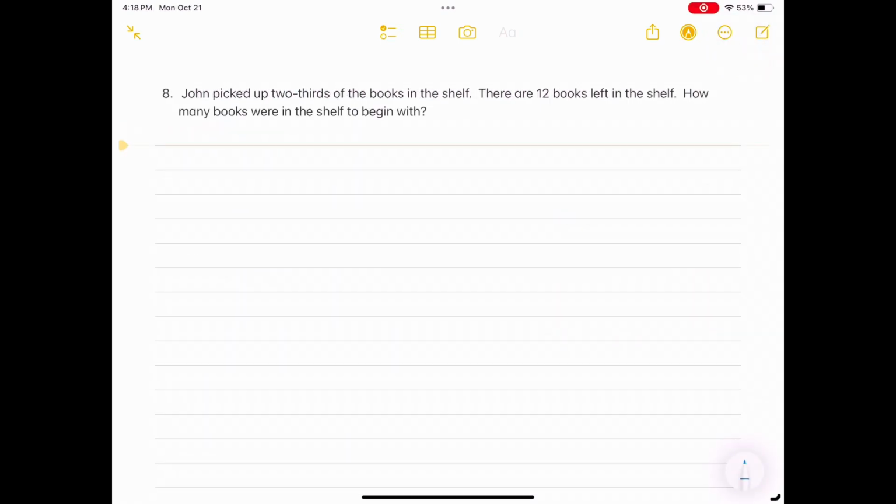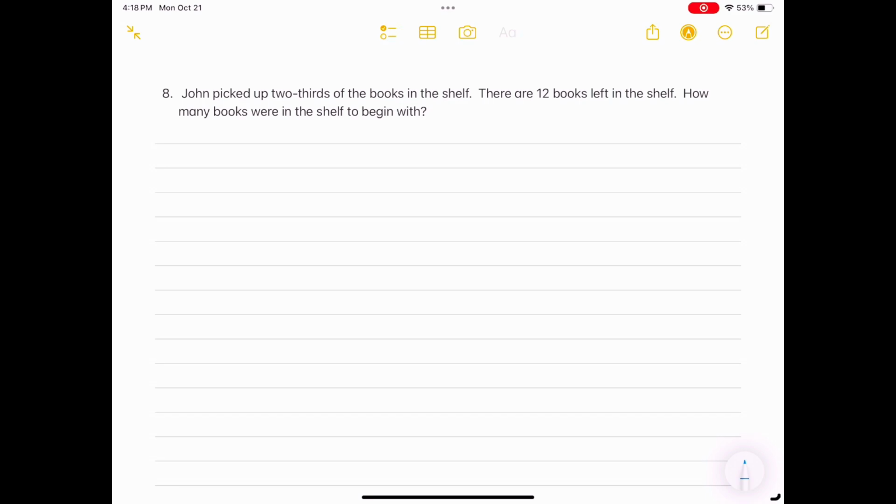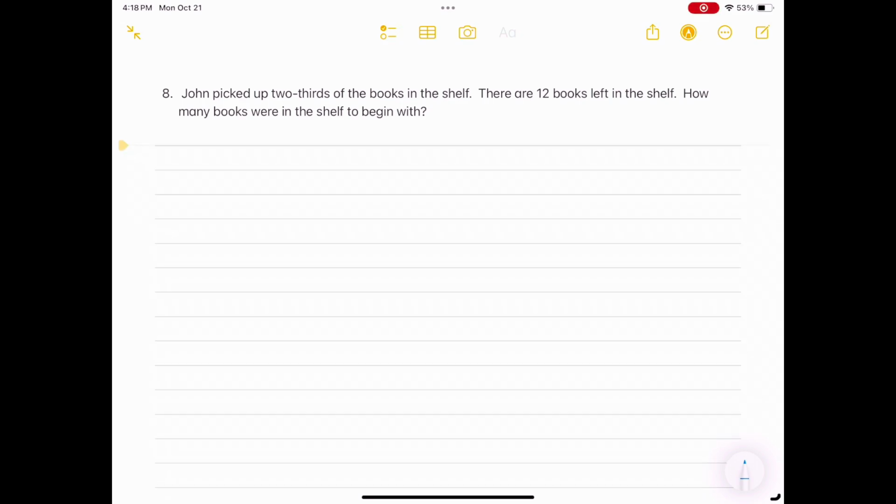John picked up 2/3 of the books in the shelf. There are 12 books left in the shelf. How many books were in the shelf to begin with?